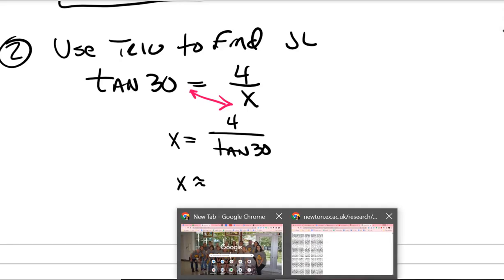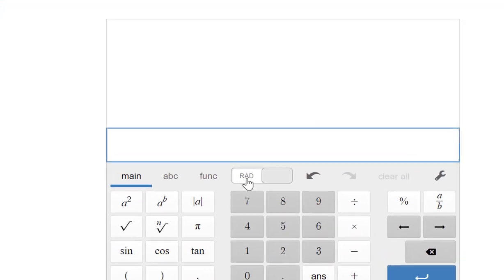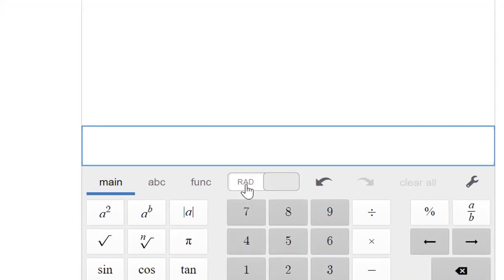So calculator time. I'm going to go here to my graphing calculator. Now, a couple things about the graphing calculator. Notice how it says rad right here. You don't want radian mode. You want degree mode.